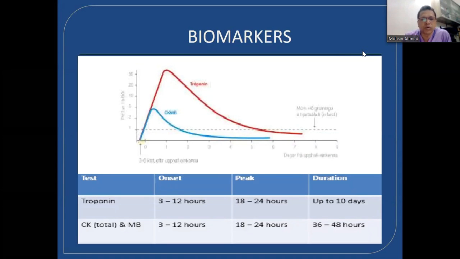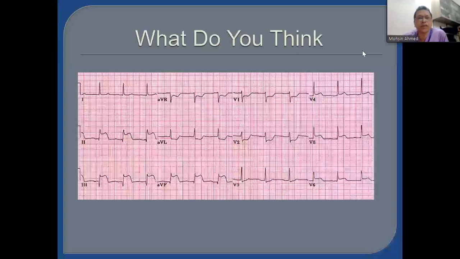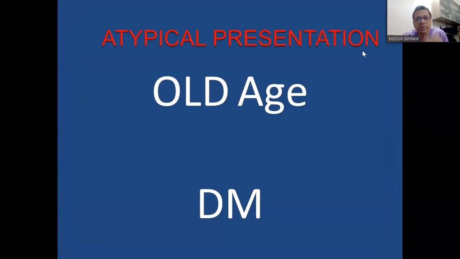In the biomarkers, troponin onset is 3 to 12 hours and persists up to 10 days, CK-MB is 36 to 40 hours. So the repeat test is early. ECG also localizes, and ST elevation is the diagnosis in STEMI, but sometimes in old age and diabetes, patients cannot give the typical presentation. So you talk with the patient, and at any confusion you do serial ECG and troponin, and you should admit the patient to the hospital.